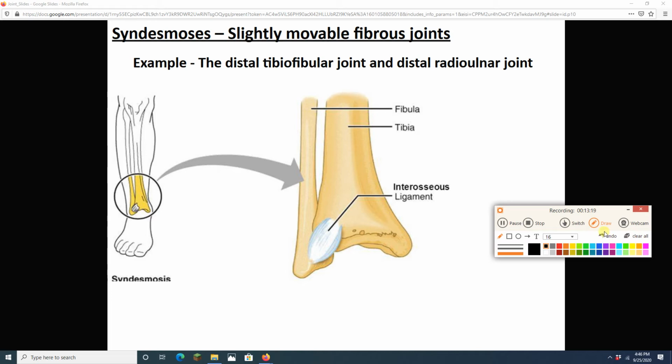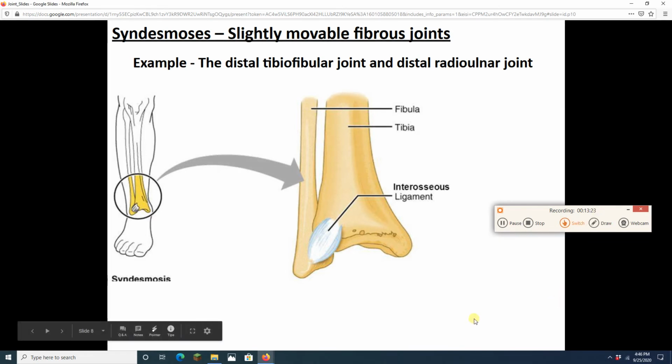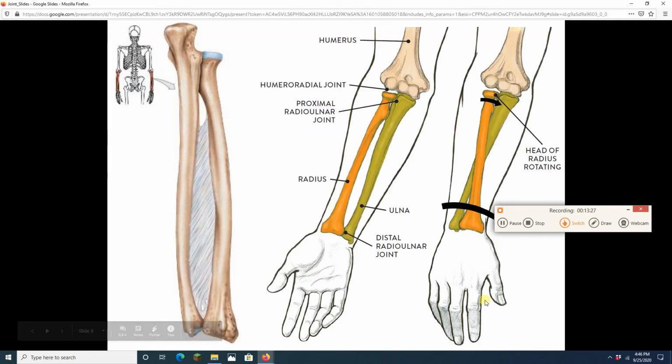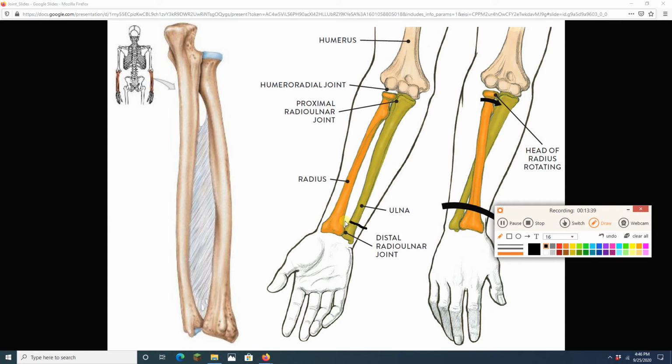Now, if we find a joint like this in the distal leg, so right near the ankle, make a logical guess. If we find something near the ankle, where else will we probably find it? Think about that for a second. Did you say near the wrist? I hope you did. Because we also have this distal joint between our radius and our ulna. So this distal radial ulnar joint.